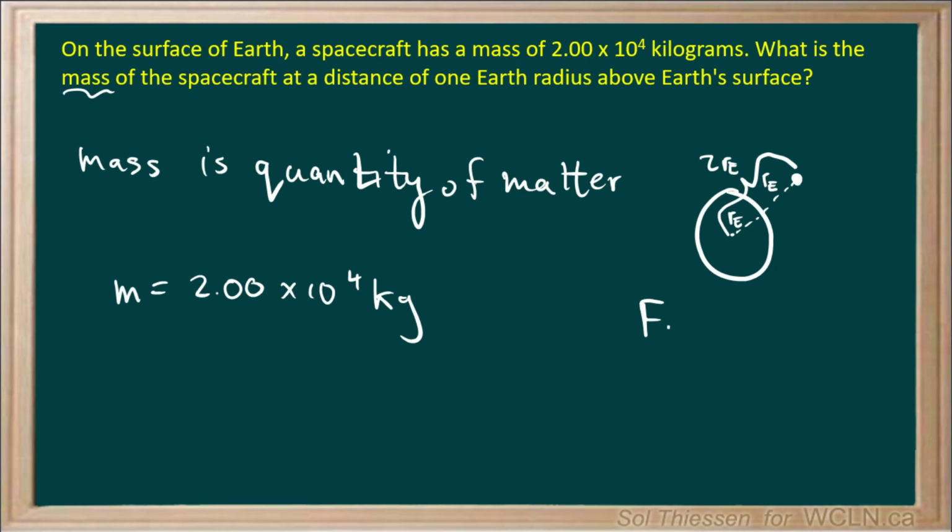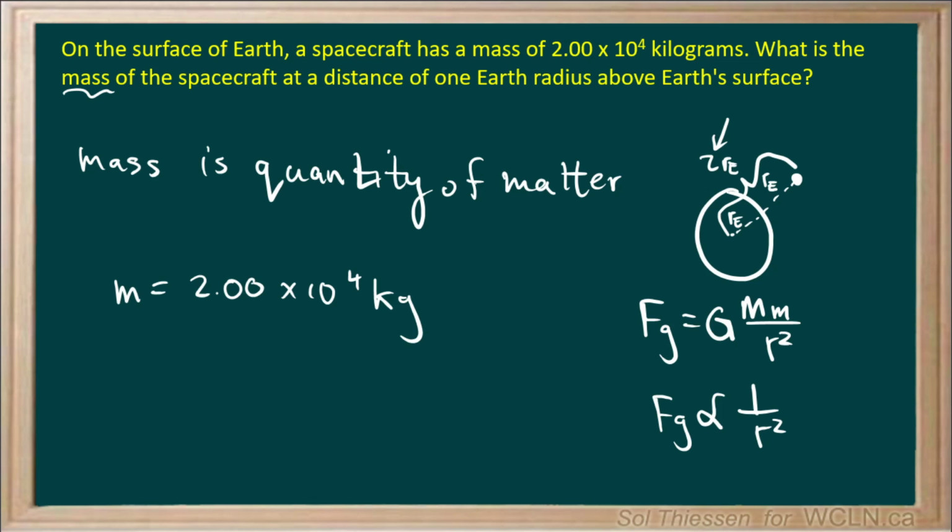We know that the force of gravity from the Universal Law of Gravitation, or the weight, is G m1 m2 over r squared. So that means that the force of gravity is inversely proportional to the distance between the masses squared, which means, like I said, if we double the distance, the force of gravity will be 1/4 what it was before. So the spacecraft will weigh 1/4 of what it did on Earth's surface.